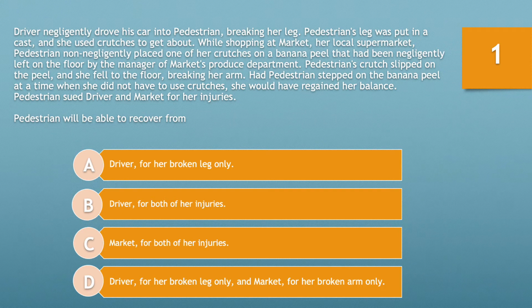Had pedestrian stepped on the banana peel at a time when she did not have to use crutches, she would have likely regained her balance. Pedestrian sued driver and Market for her injuries. Pedestrian will be able to recover from A. Driver for her broken leg only. B. Driver for both of her injuries. C. Market for both of her injuries. D. Driver for her broken leg only, and Market for her broken arm only. Take a few seconds, choose what you believe is the best answer, and let's see if you're right.